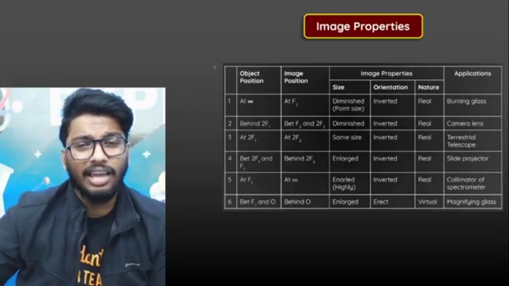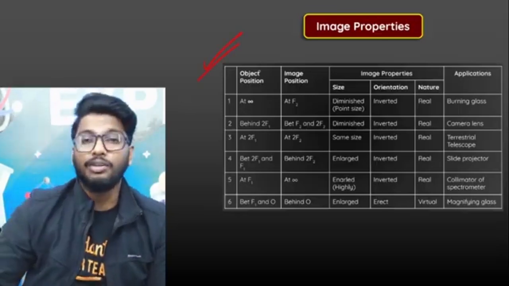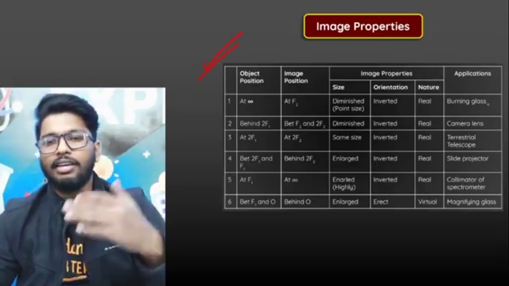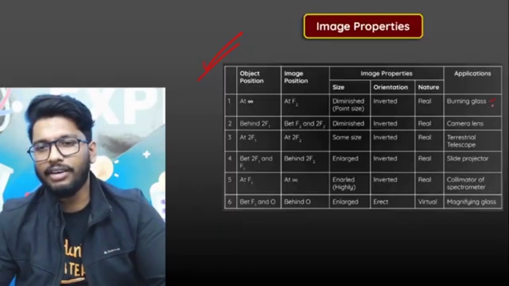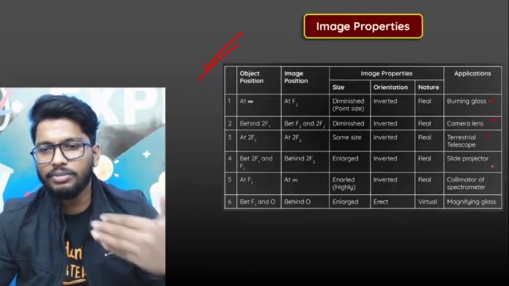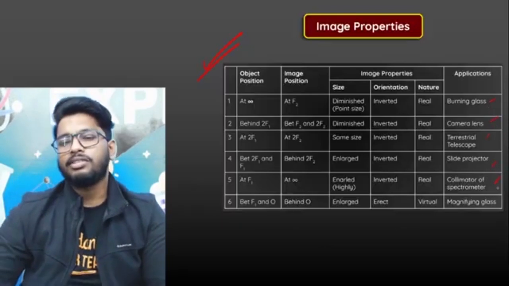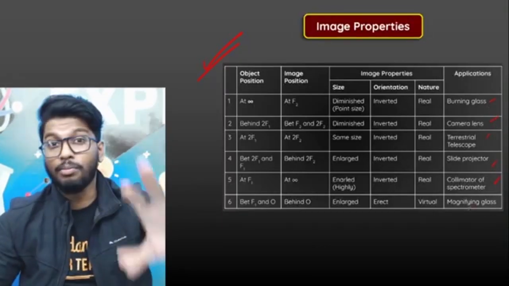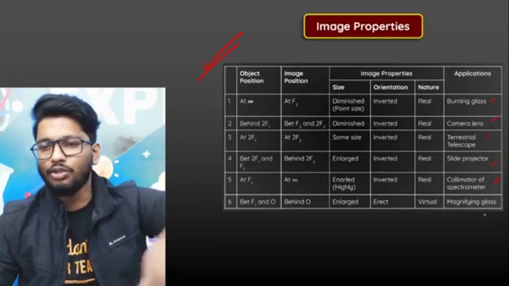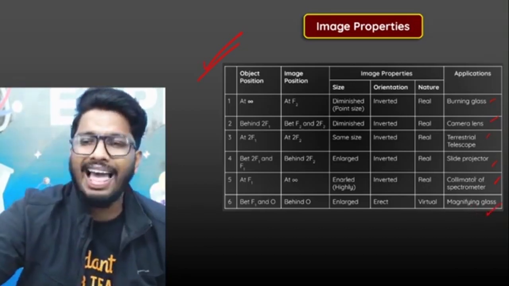So these are the properties. Now again, don't worry, people. You can download the notes later on. So examples can be burning glass, that is your magnifying glass, camera lens, terrestrial telescope, slide projectors, collimator, and spectroscope. I've already talked about this in the previous sessions. Don't worry about it. Magnifying glasses as well.